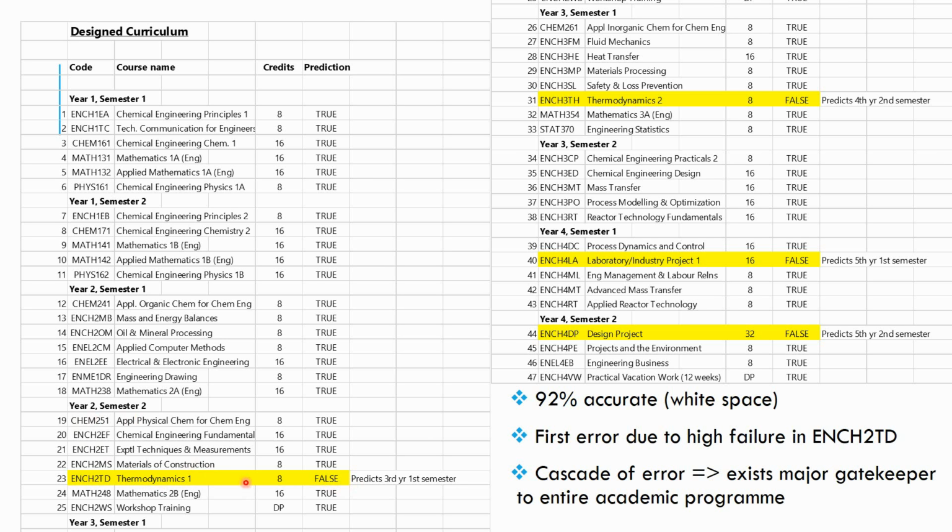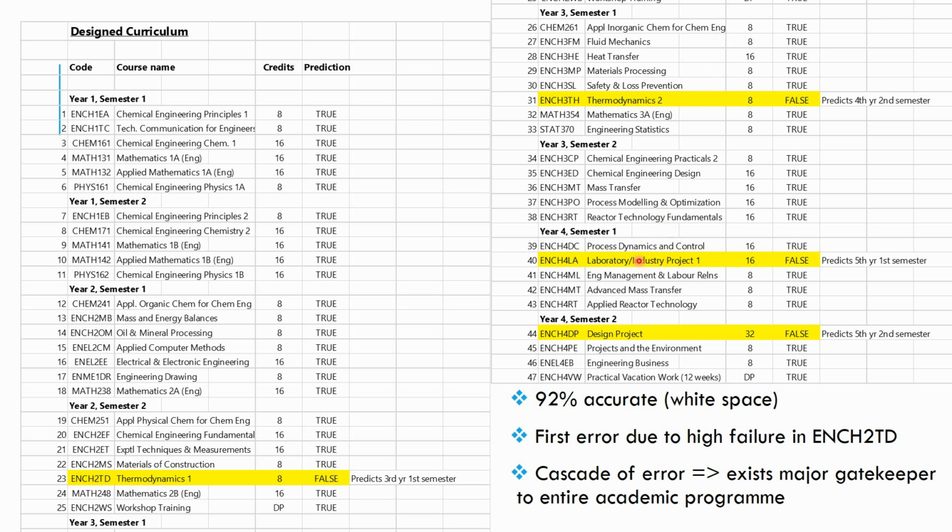So that's why that shows up in the wrong place here. And if you look at the reason for this course being in the wrong place, it's because this course serves as the prerequisite to Thermodynamics 2. So because the majority of students were only finishing Thermodynamics 1 in the third year, this course could only be taken in the fourth year. And so that's why so many students were doing that, and that's why the system predicted it incorrectly.